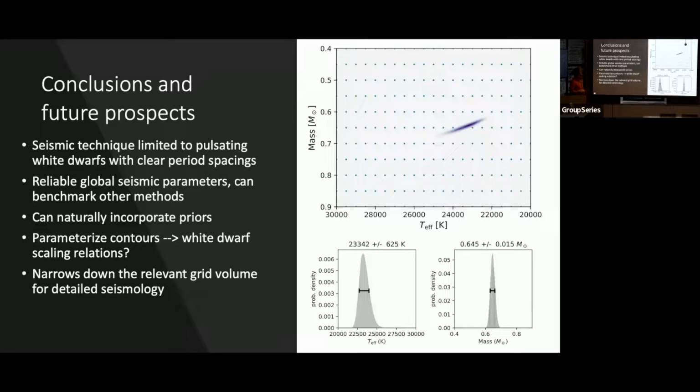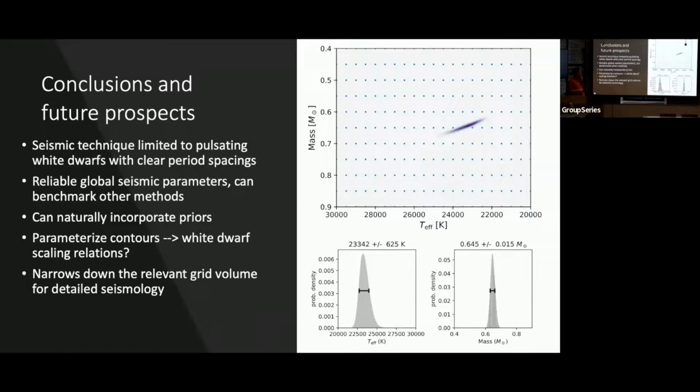So the reason that this is so useful is we can measure mass and effective temperature independent of spectroscopy, which we could compare to the spectroscopic results to see how large the systematics could be in those analyses. And then the spectroscopic method is applicable to white dwarfs through the full range of temperatures, not just these ones in these very narrow temperature ranges where they pulsate.